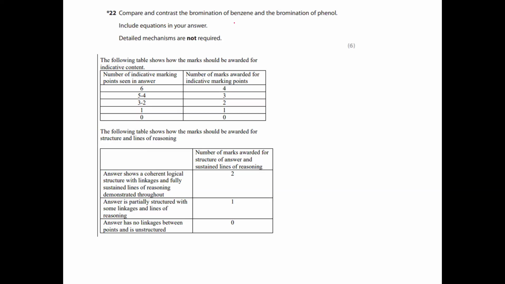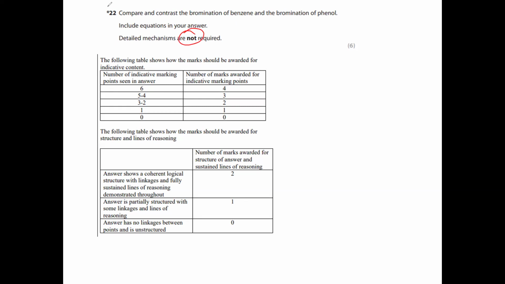Now, in this question number 22, they are asking to compare and contrast the bromination of benzene and bromination of phenol. So they are talking about two reactions. Include equation in your answer. Detailed mechanism is not required. They are not asking the mechanism, so we don't have to worry about the mechanism.